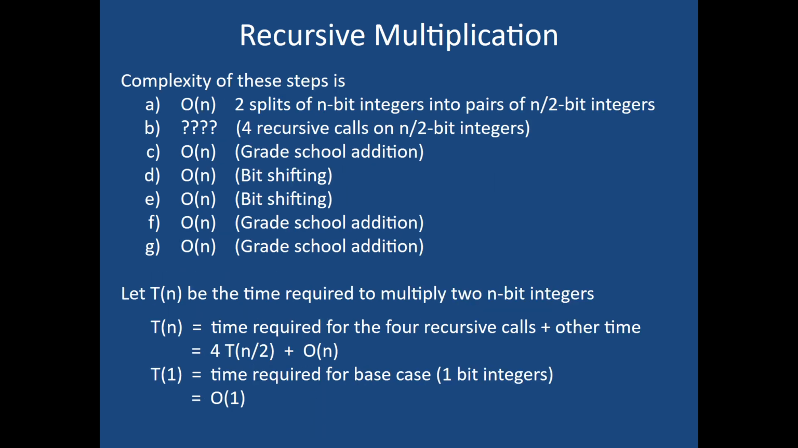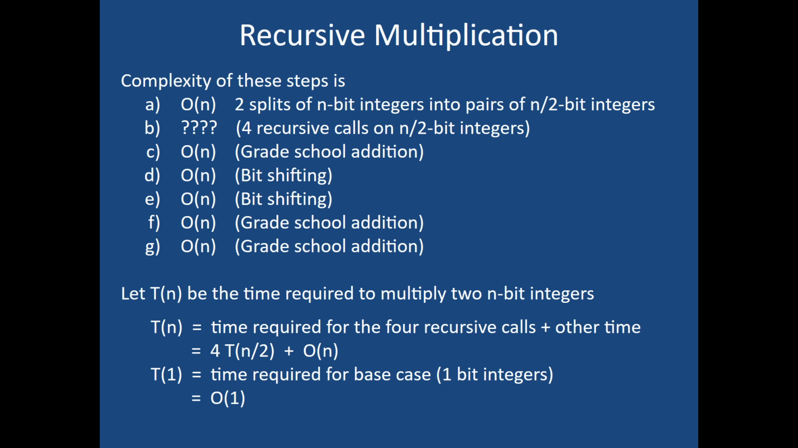So this is what I'm going to say. I'm going to let t of n be the time required to multiply 2 n-bit integers. And so imagine we had this function t of n. I claim t of n would be equal to the time required for the four recursive calls plus the other time. Hard to argue with that. What is the time required for the four recursive calls? It's 4 times t of n over 2.